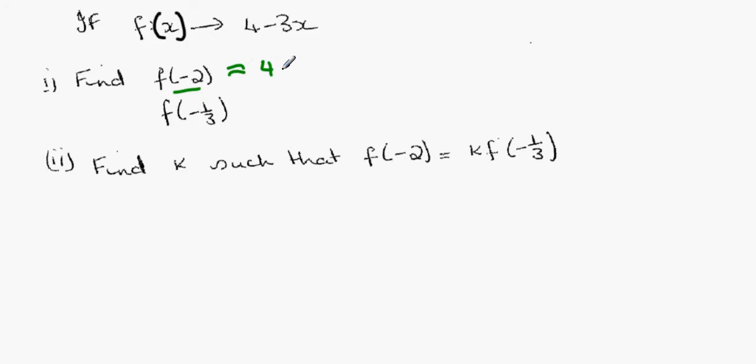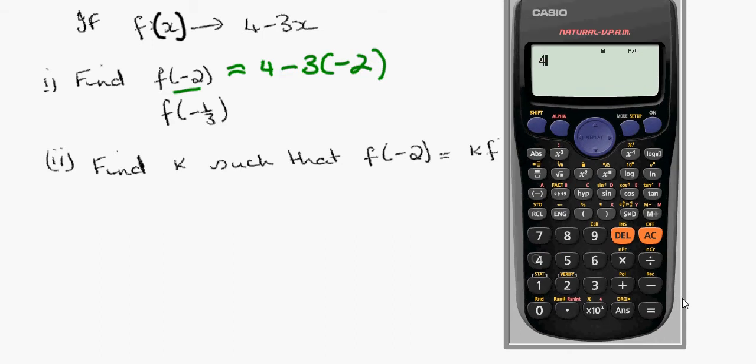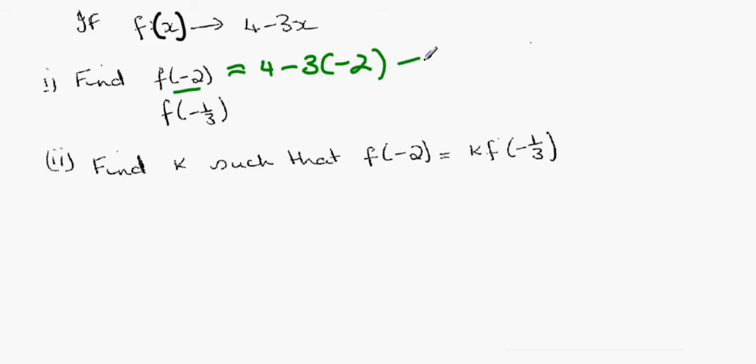So it's going to be 4 minus 3 times minus 2. And all you got to do is just quickly put that into the calculator. So we're going to get 4 minus 3 bracket minus 2, close the bracket, and you get 10. So all of this equals 10. The next one, f of minus a third is going to be 4 minus 3 times minus a third. And you're going to figure out what that equals.